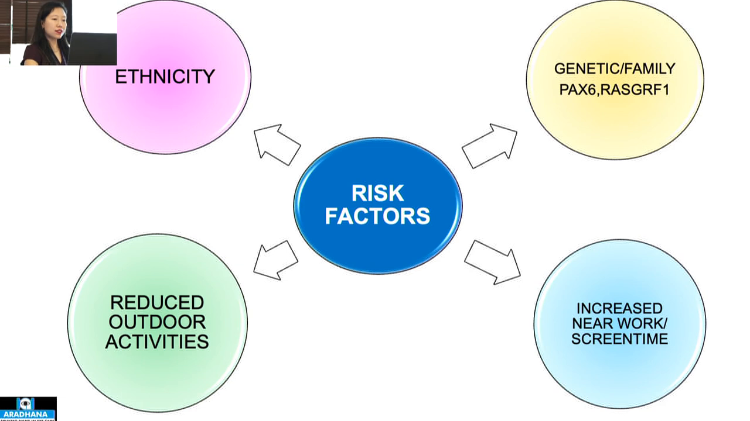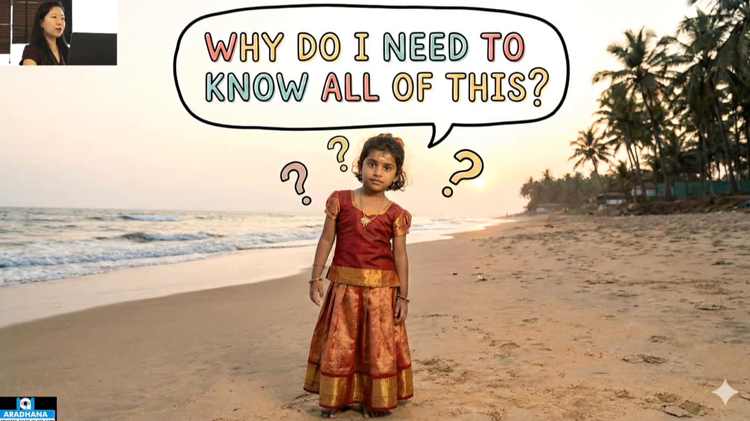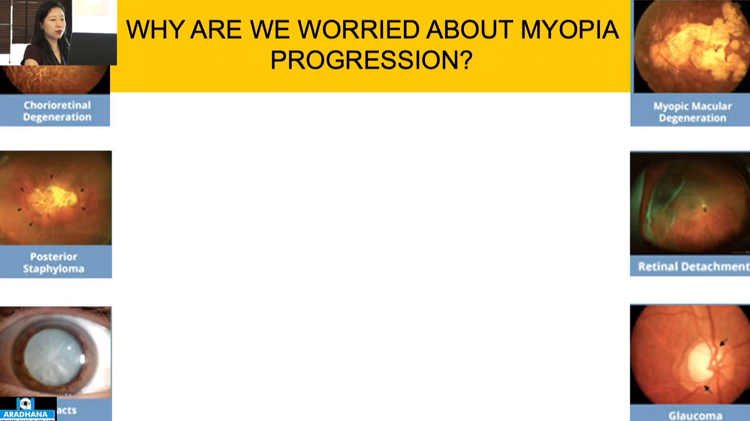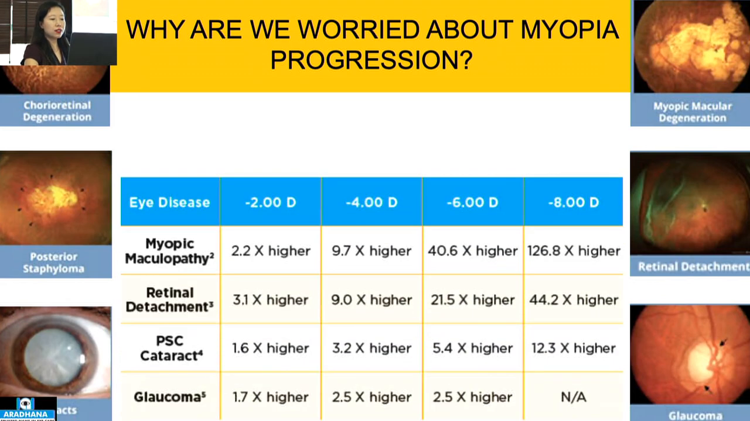There are several risk factors associated with it, and that's what makes the management difficult. Ethnicity, family and genetic factors, excessive near work or increased screen time, and reduced outdoor activities play a very important role. So we keep talking about myopia. At all the pediatric conferences we go to, we keep on saying, why do we need to monitor myopia? Why do I need to know all of these things? Because, like Dr. Anjana has said, it's very difficult to detect in children, it also reduces learning ability, causes poor scholastic performance, and predisposes to strabismus and amblyopia. And every diopter increase in myopia leads to increased chances of myopic maculopathy, retinal detachment, cataract, and glaucoma.